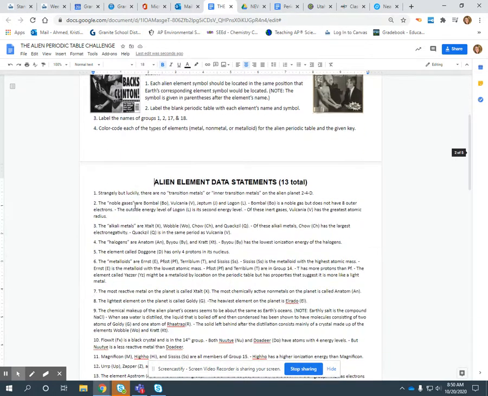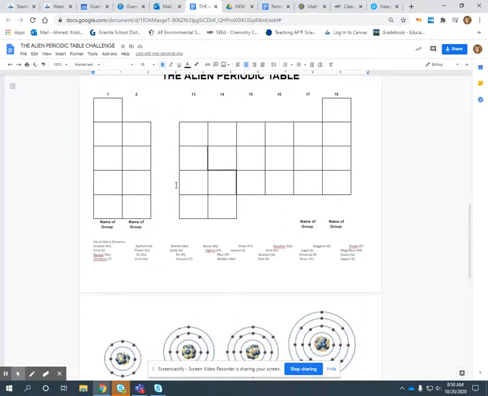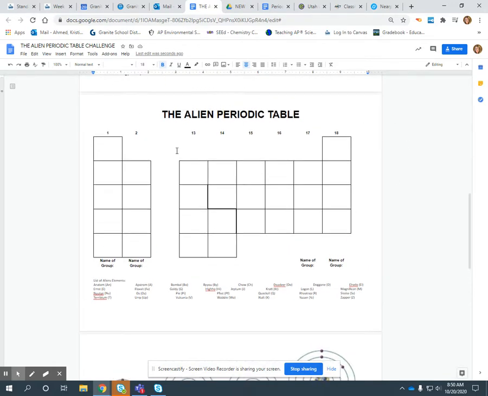The first clue says that there are no transition metals or inner transition metals on this alien planet. So if you look at the periodic table, notice everything in the middle is missing. We don't have the transition elements, and everything at the bottom is missing. So this periodic table is only based on the main group elements, groups 1 and 2, and groups 13 through 18. The middle chunk and the bottom chunk is missing. You don't have to complete that.